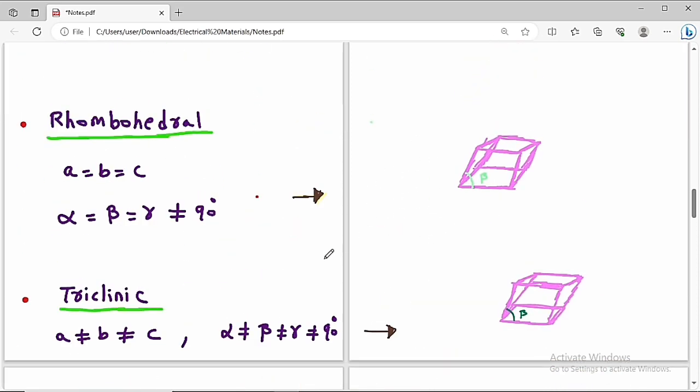And finally, triclinic. So this is a triclinic. This is the seventh one, I can say. So here all the lengths are different and all the angles are also not equal to 90 degrees. So they are not equal to 90 degrees, means they have different values.